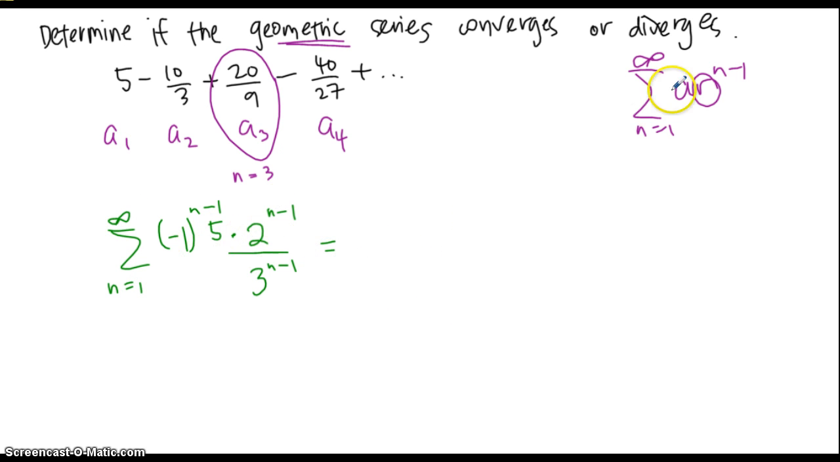Now, I'm going to simplify this to look more like the geometric form. What I have here from n equals 1 to infinity, I have the 5 in the front. I have the 2/3 as a common base to an exponent of n minus 1. And then I also have a negative 1 to an exponent of n minus 1. So I'm going to bring that negative in. So now what I have is r equal to negative 2/3.